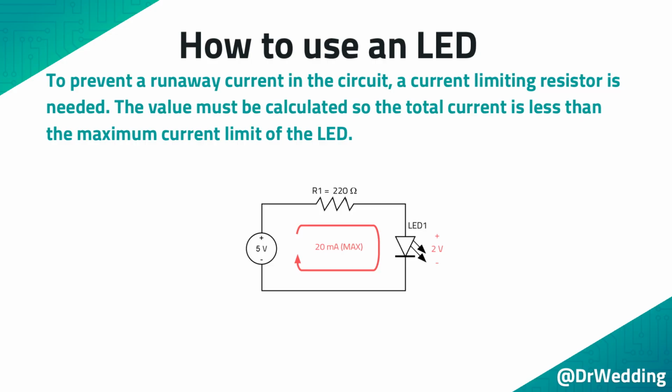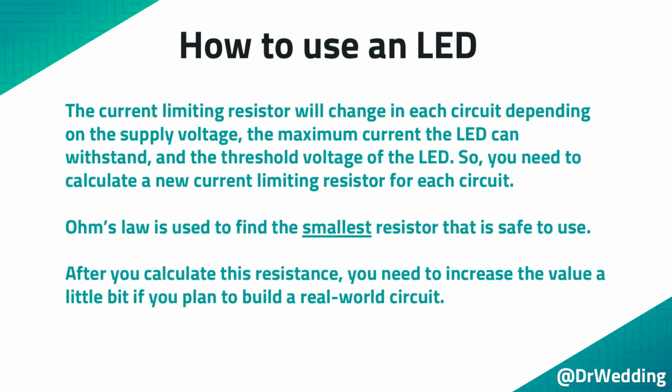To prevent a runaway current in the circuit, a current limiting resistor is needed. The value must be calculated so the total current is less than the maximum current limit of the LED. The current limiting resistor will change in each circuit depending on the supply voltage, the maximum current the LED can withstand, and the threshold voltage of the LED. So, you need to calculate a new current limiting resistor for each circuit.